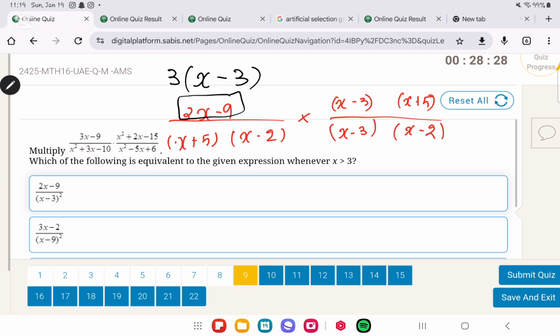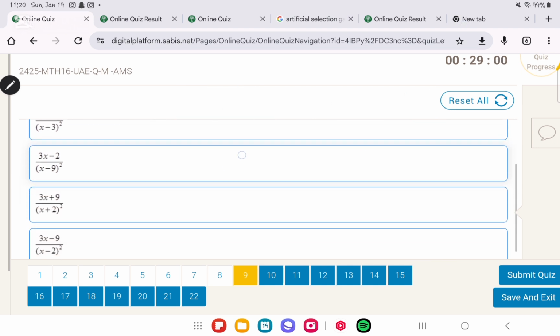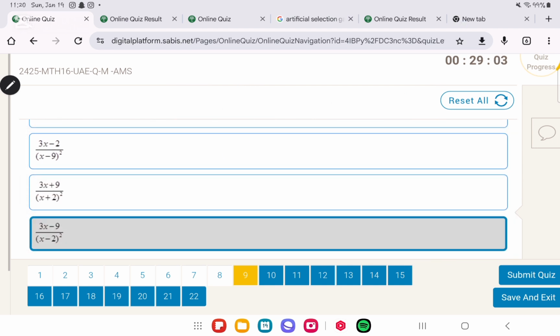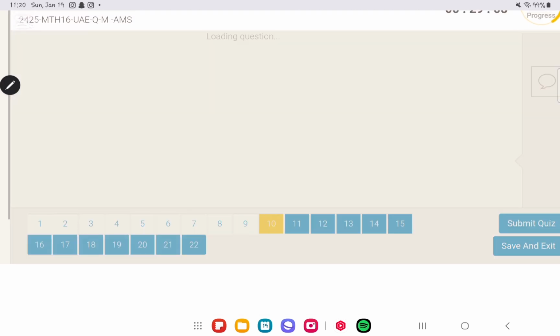So for example, if we take 3x minus 3 and 3x minus 3 and we cancel it, then we take x plus 5 and x plus 5 and we cancel it, then we are going to be left with 3x minus 3 over x minus 2 times x minus 2. So in simplest form, it's going to be 3x minus 9 over x minus 2 squared. So we're going to be looking for this 3x minus 9 over x minus 2 squared. So we move on to question number 10.